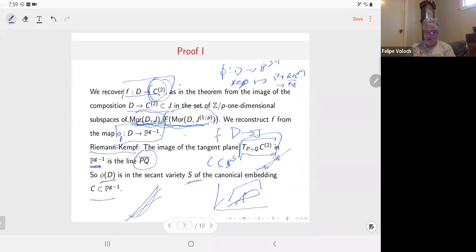Well, the point maps to P plus Q, and there's a tangent line through this point, so it's not in PQ, it's some point in there, right? So the tangent is passing through this point, and the tangent line at D is in this tangent plane, so you get a point in the secant variety. Okay, so by using the fact that I have a map from D to C2, I get a map from D to the secant variety of the canonical embedding of C.